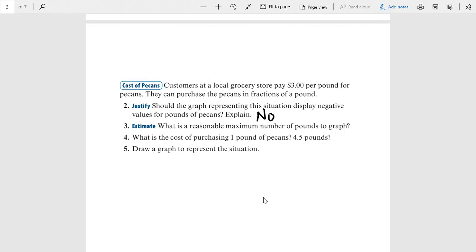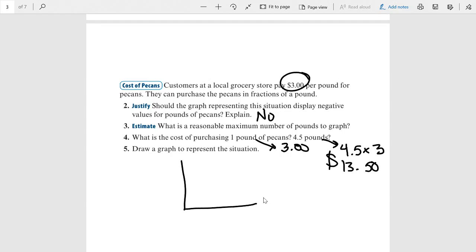So what is the cost of purchasing 1 pound of pecans? Well, it says that in the example up here, 1 pound is $3. So how much is 4.5? Well, if each of those pounds is $3, we would do 4.5 of them. So 4.5 times 3. And you should, of course, work that out for yourself, but you should get something like $13.50. Let's draw a graph to represent all of this information. And what we have to really check on right here is what goes on each axis.